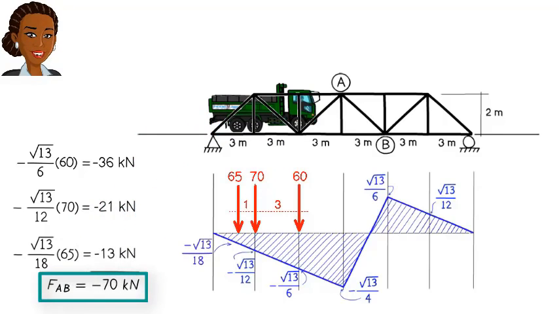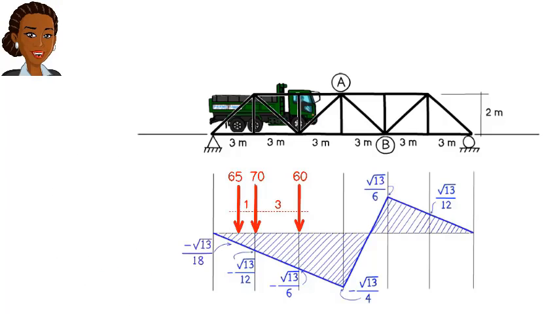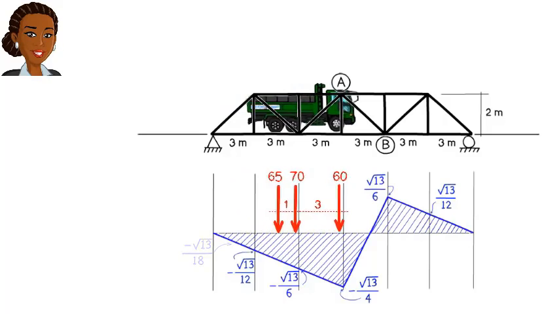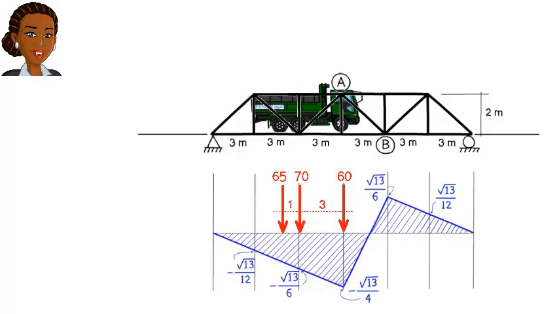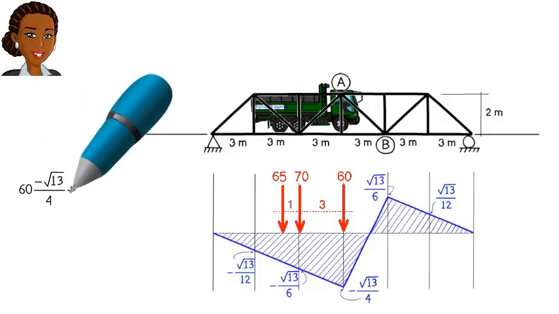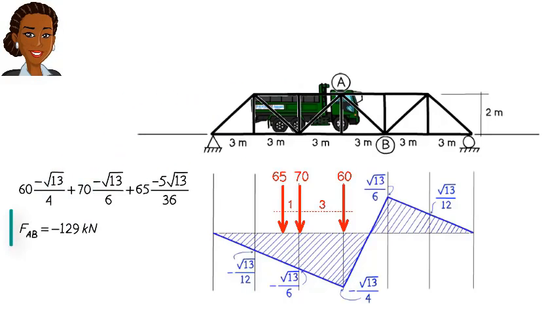Now, one can ask, is this the largest possible compressive force that can develop in member AB? To answer this question, we need to consider the other potential truck locations that create a large compressive force in AB. A visual inspection of the influence line suggests at least one more position for the truck that could produce a large member force. If the truck drives forward by 3 meters, we get this configuration for the load series. This position results in a compressive force of 129 kilonewtons in AB.